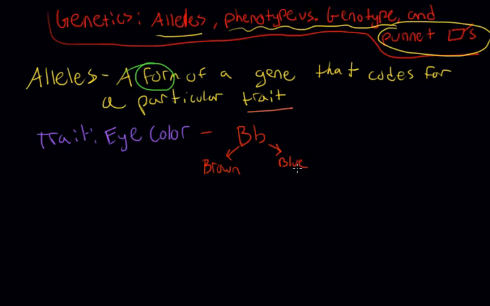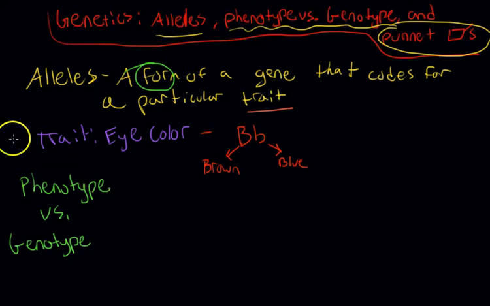One's dominant, one's recessive. Another way to know that they're different forms is that they're on different loci, or a different locus, which is a place or a point on the chromosome. So that's interesting. Now I'll just get into quickly phenotype versus genotype, and this is probably the simplest concept in the chapter, but I'll explain it nonetheless.